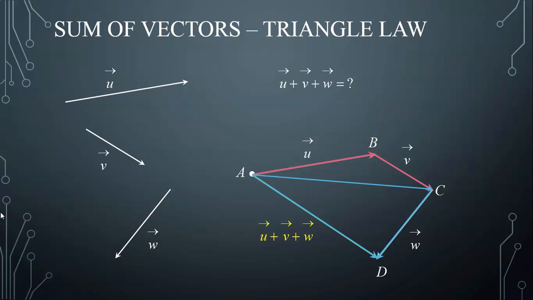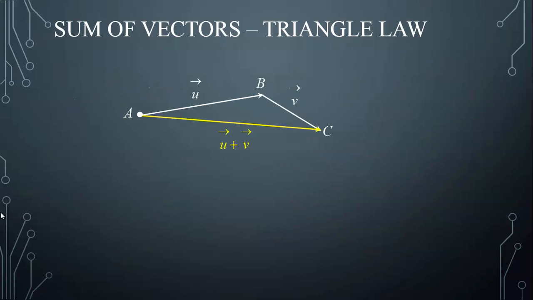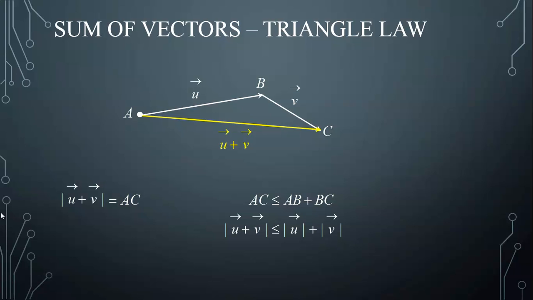But what about the magnitude of the vector sum? If the vector sum AC is the total displacement from A to C, then the magnitude of the vector defined by distance AC is in fact the total distance traveled by that displacement from A to C. We know that in triangle ABC, distance AC is smaller than the sum of the other two sides. Then the magnitude of vector u plus vector v is smaller or equal to the magnitude of vector u plus the magnitude of vector v.